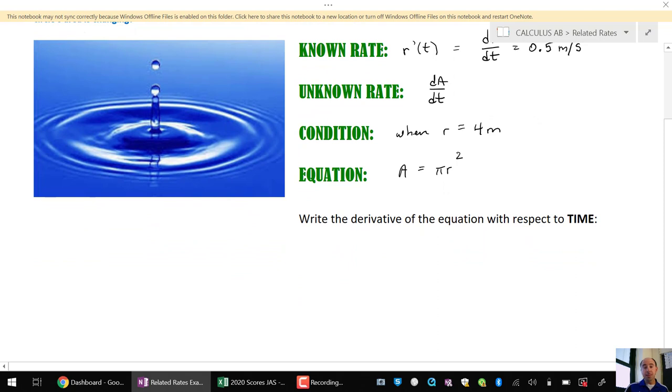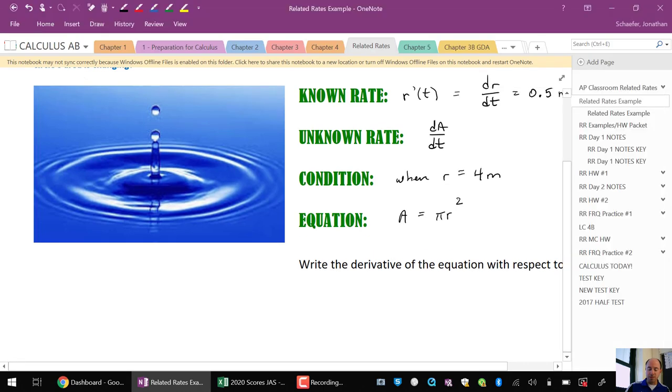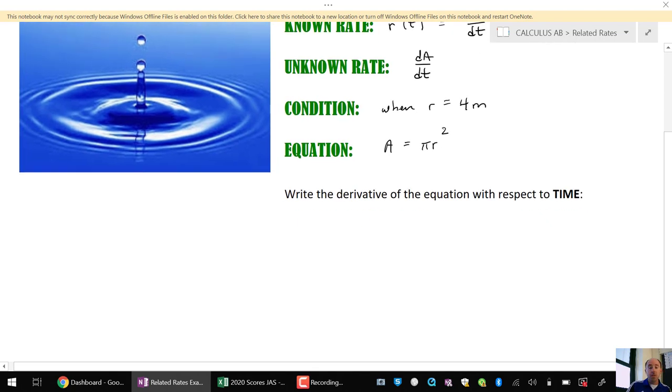So again, implicitly with respect to time. Notice that time is nowhere in the equation. I have capital A for area, I have r for radius. There is no t anywhere, but that's okay. We're going to write a derivative implicitly with respect to time. So here's how that is going to look. The derivative of A would just be 1, but again, it's implicitly so with respect to time. So we're going to call that 1 times dA dt.